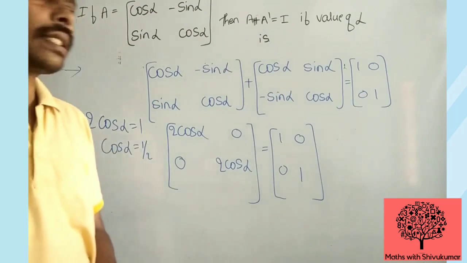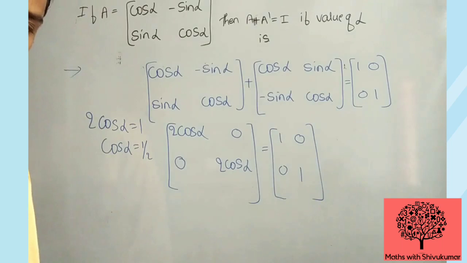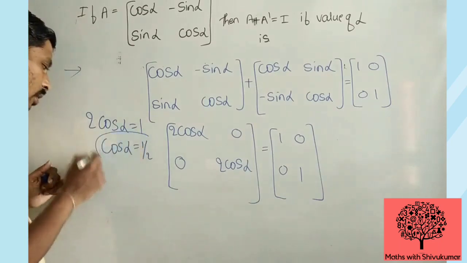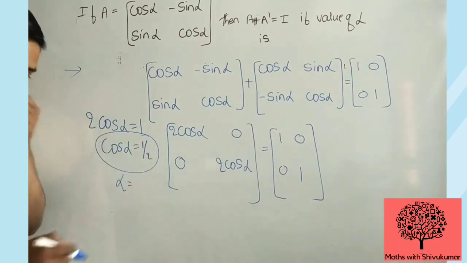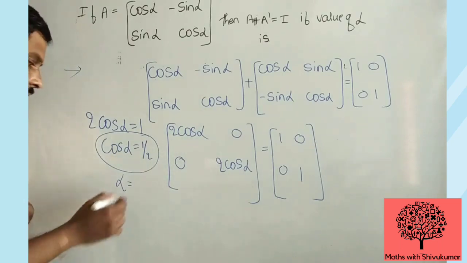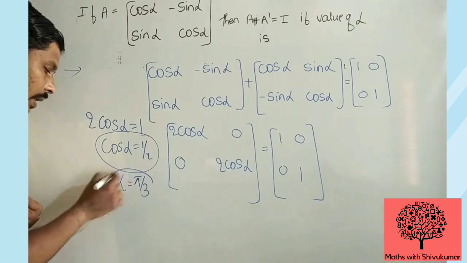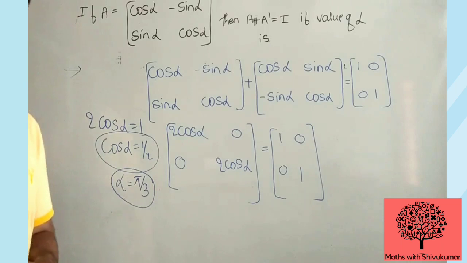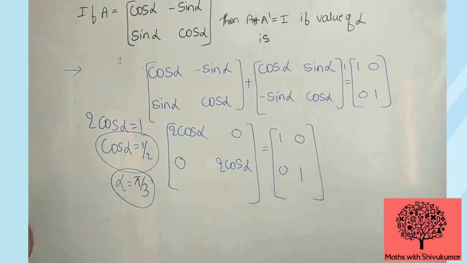I am expecting an answer from your side: when will cos alpha be 1 by 2? All of you tell me quickly. What is the possible value of alpha? Alpha is equal to, quick, pi by 3. Very good, very good. So that is the required answer. Hope it is clear, students. Everybody is getting it? Yes or no? Understanding now? Okay.